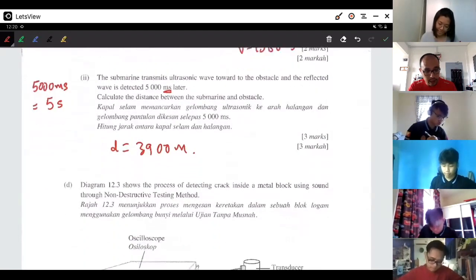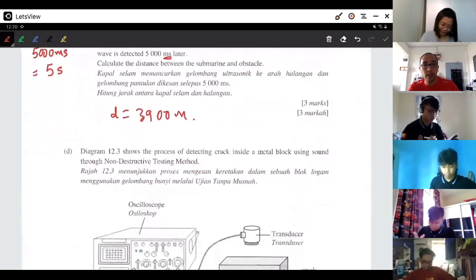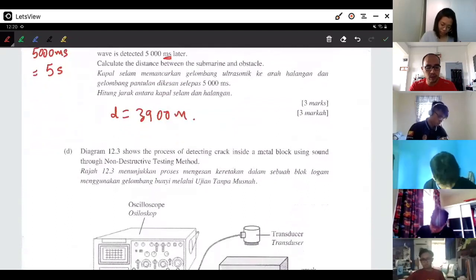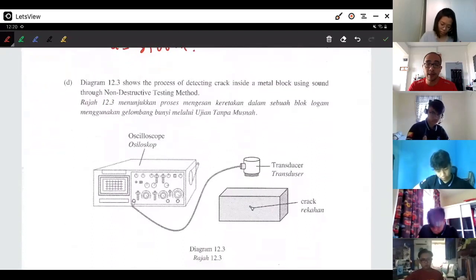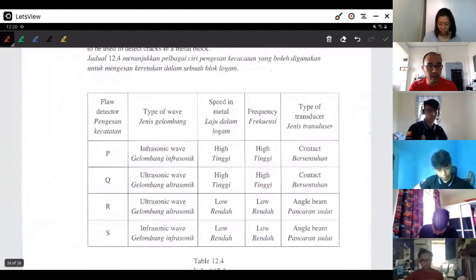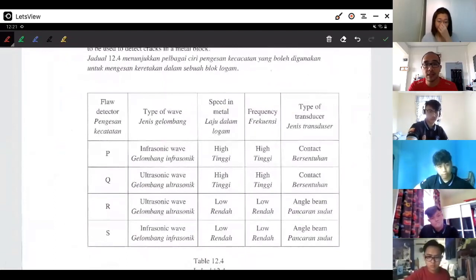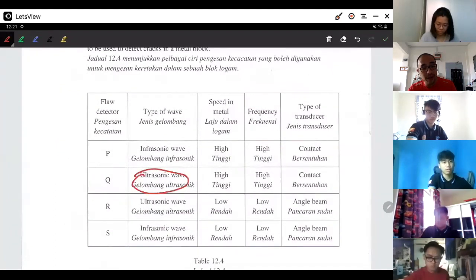All right. Diagram 12.3 shows the process of detecting a crack. Another crack. Oh, how come this question has so many cracks? Crack here, crack there. Okay, inside a metal block by using sound through a non-destructive testing method. So they don't want to use fiber optic, they want to use sound. Wow. Okay, characteristic of wave. Oh, this is a given already. Okay, infrasonic or ultrasonic? Ultrasonic. Okay, ultrasonic. Why?